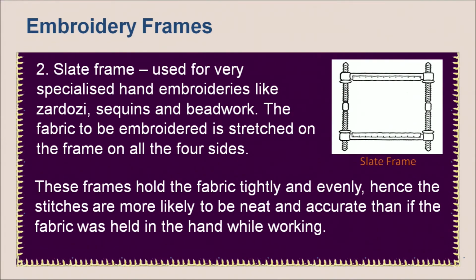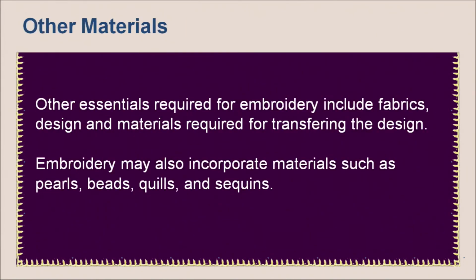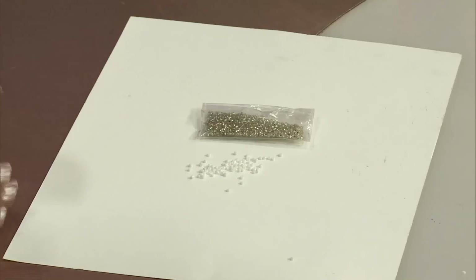The fabric to be embroidered is stretched on the frame on all four sides. These frames hold the fabric tightly and evenly. Hence, the stitches are more likely to be neat and accurate than if the fabric was held in the hand while working. Other essentials required for embroidery include fabrics, design and materials required for transferring the design. Embroidery may also incorporate materials such as pearls, beads, quills and sequins, as you can see.